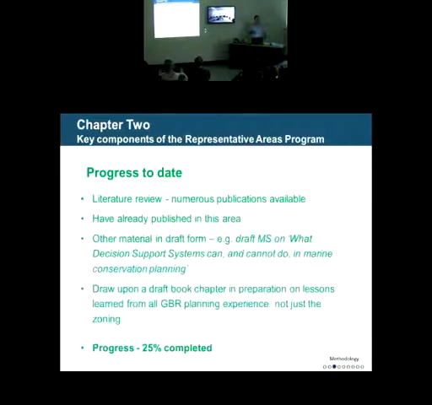In terms of progress, I'm lucky enough to have already published a little bit in this area. As I said, there's a lot of literature out there. One of the things I'm keen to talk about are the decision support systems, what role they did and did not play, because a lot of people are focusing on things like Marxan. What did that do in terms of the zoning of the Great Barrier Reef? I've been lucky enough to be asked to prepare a chapter for a book on marine spatial planning. So I'll, in that, draw on a lot of these lessons, not just from the zoning alone, but from all our planning. So this one, I think I'm about 25% complete in terms of my progress.